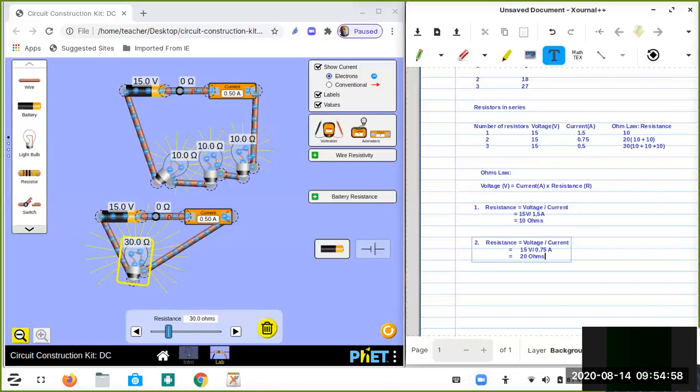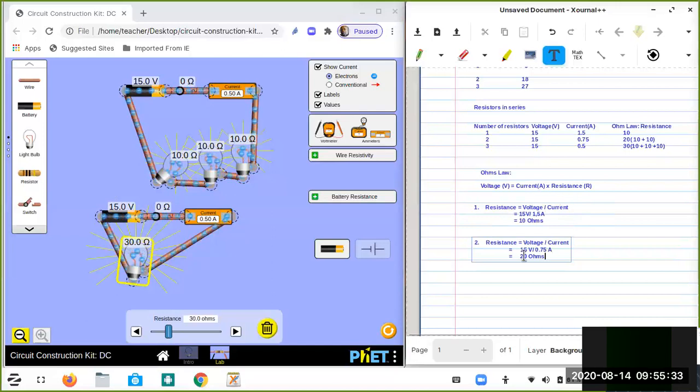So again, if you do the same for number 3, you also find that the resistance will be 30. So that's Ohm's law, right? Ohm's law states that voltage is equal to current multiplied by resistance, and you can make use of the same formula to calculate current. Here we calculated resistance. You can as well calculate current by using voltage divided by resistance.